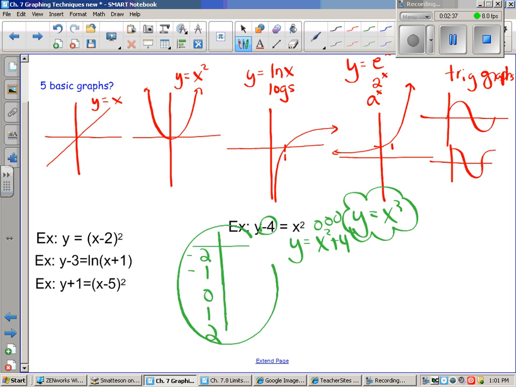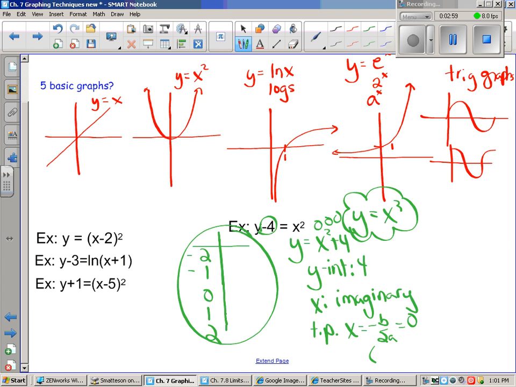Or you could look at this chart as another means to do that. This, of course, would tell me that the y-intercept was at 4. And the x-intercept, you would quickly find that it's imaginary, so therefore there's no x-intercepts. And you do the turning point, which would be x equals negative b over 2a, and of course you find that b is 0, and so the turning point is 0, 4. So all I have then is the point 0, 4. It's our turning point. It opens upward, and so that's what that graph is.